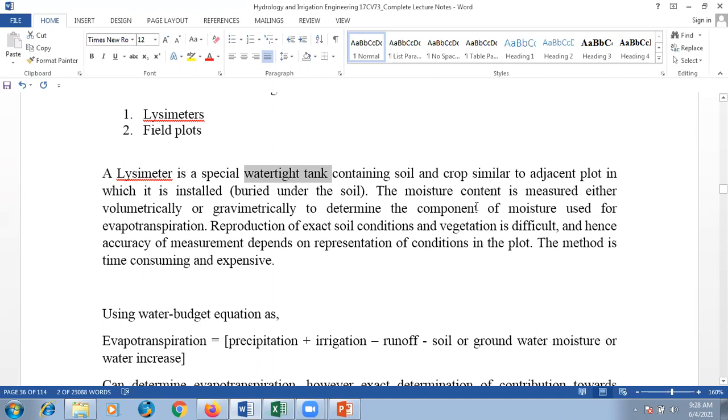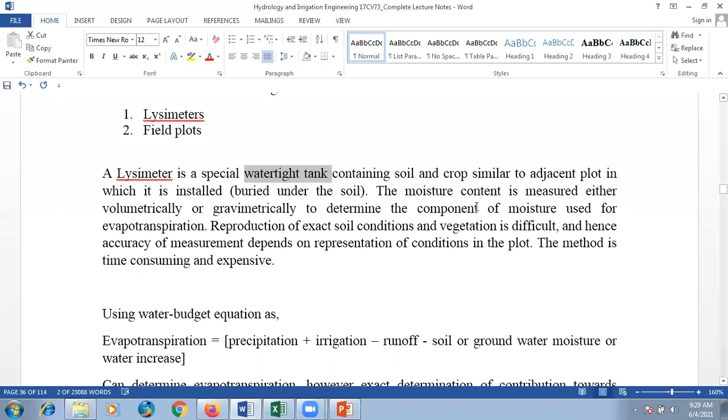And it is normally kept adjacent to the plot in which a particular type of crop is being investigated for its evapotranspiration needs. Sometimes these lysimeters are buried in the soil just to simulate the condition that in the plot, the plant roots are also buried in the soil, and from the moisture available, it would grow. So because of which it is buried inside the soil.